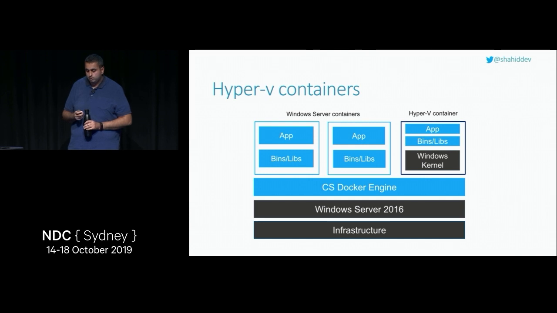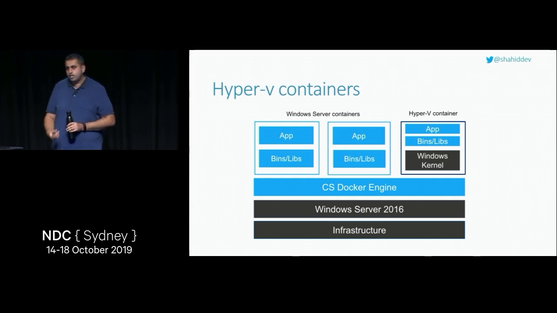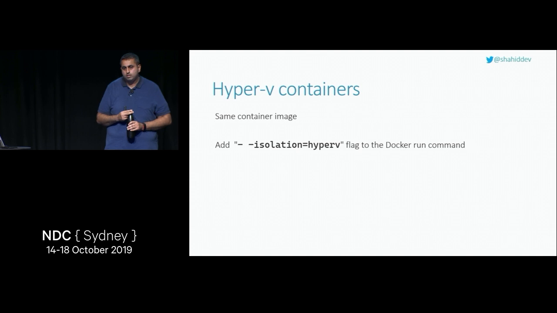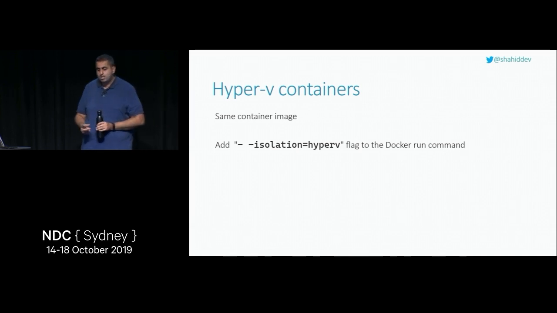if we need to run something that needs that level of isolation. So does this mean I have to build a different version of a container to do that? And the short answer is no. So you're using the same container image as you were before, but when you run it, you add an extra flag. So you now add isolation equals Hyper-V. Behind the scenes, what's happening is a very lightweight VM is being spun up, put around the container, and that's how you're getting this isolation.